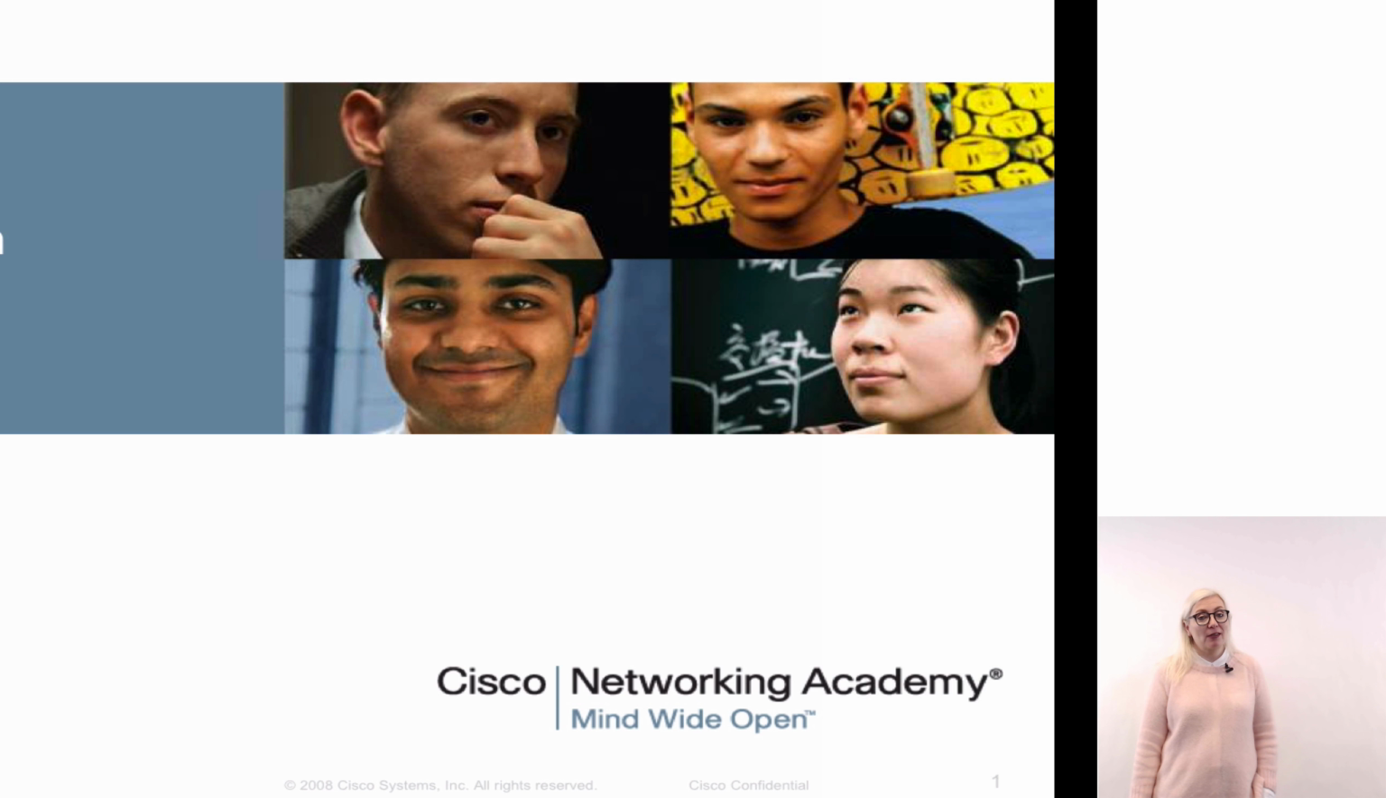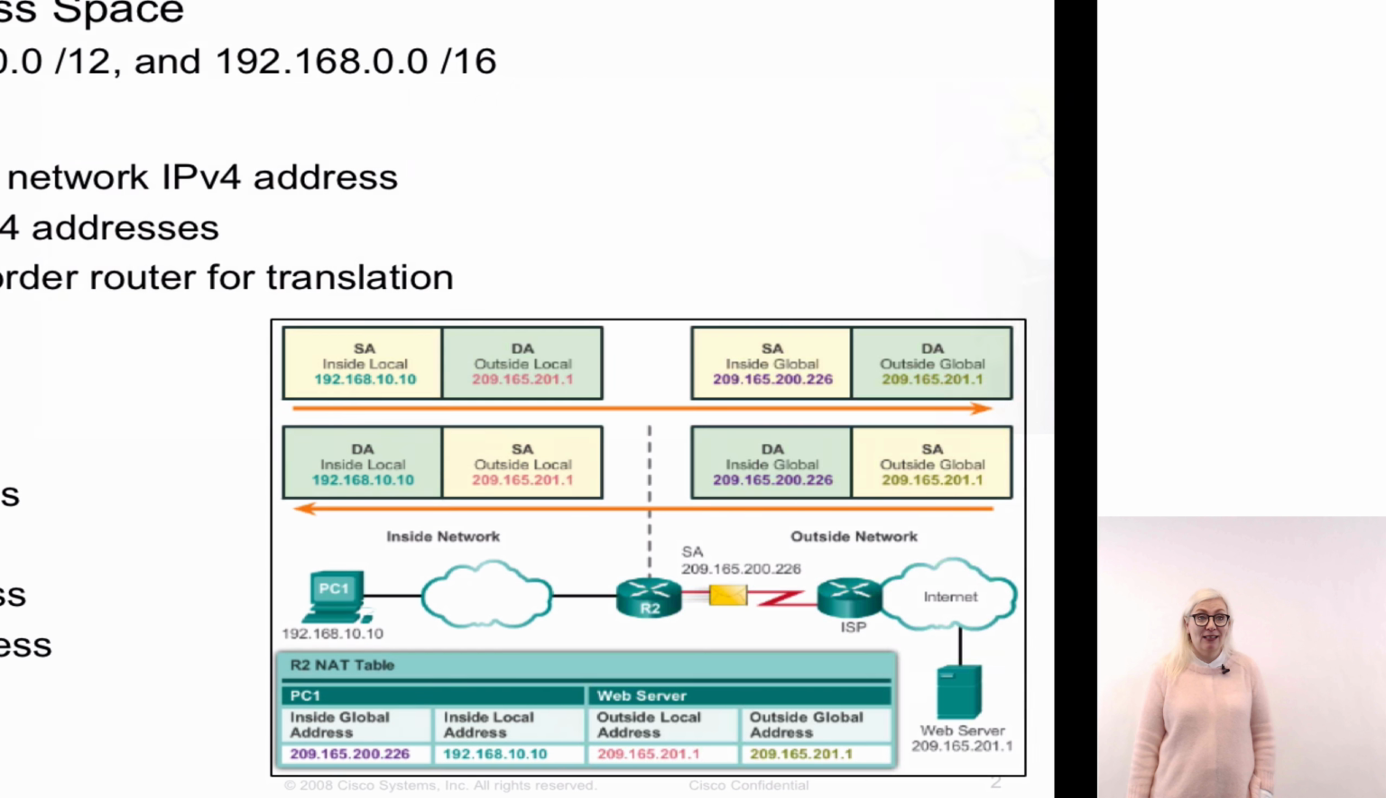Network address translation, and it's a part of my CCNA2 class. What we're using NAT for is that when we are using IP version 4, we have this well-known issue that we don't have enough IP addresses. So to preserve the IP addresses, we are using the private IP segment.